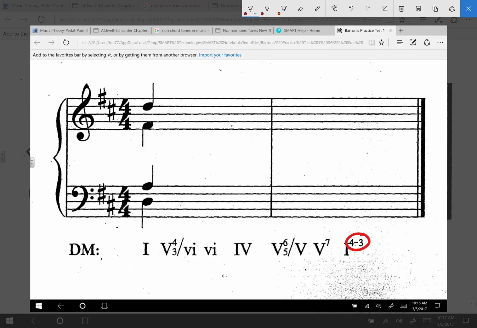Going to start with my bass first. Hopefully you came up with the same bass notes as I did. There's our secondary dominant that has the leading tone in the bass. Oops, let's erase that.